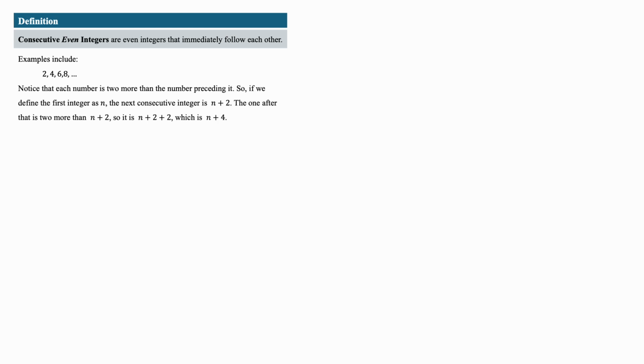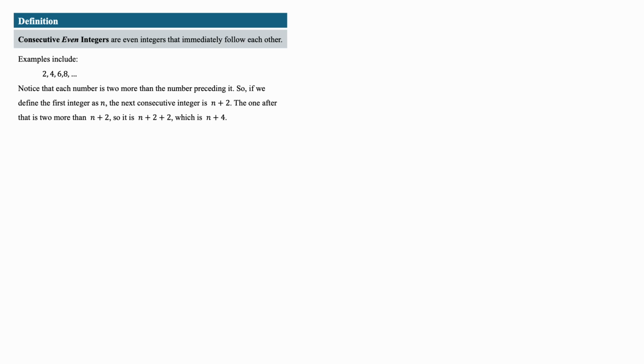Moving forward, let's look at consecutive even integers. Consecutive even integers are even integers that immediately follow each other. Examples include 2, 4, 6, 8, and so on and so forth. But notice that each number is 2 more than the number preceding it. Remember, in the last one, it's just one more than the number preceding it.